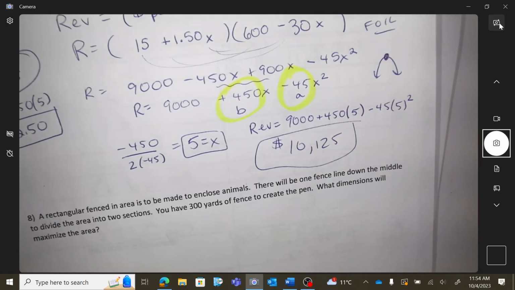Okay, so again, on your test, you would see, 100% chance, that question. So know where to plug X into when you're done. You will always get that X, but then where do you plug it in to get your answers?